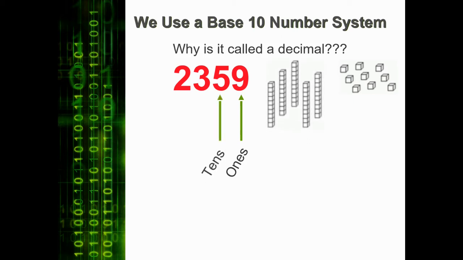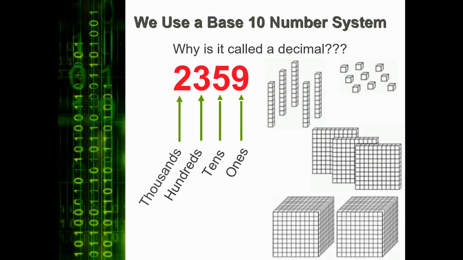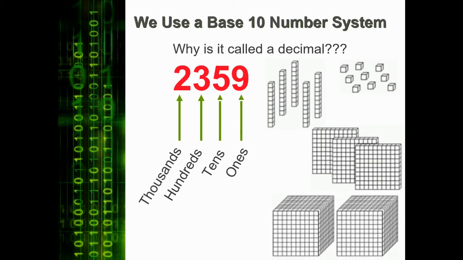The 5 is in the tens place. So what does this mean? It means that there are 5 packets of 10 represented by this number. The 3 is in the hundreds place, so it is representing 3 packets of 100. And then the 2 is in the thousands place and therefore represents a value of 2 packets, each with 1,000 in them.